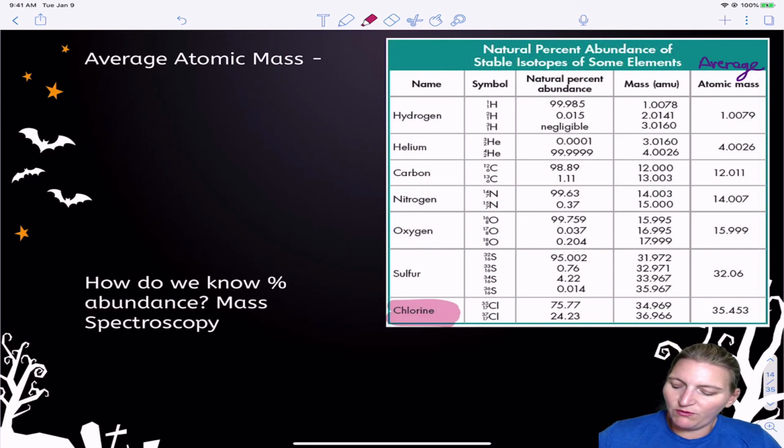There's one isotope of chlorine, chlorine 37, that's about 24% of all the isotopes of chlorine in the world. It has 17 protons but 20 neutrons, so its mass number is 37. And you can see, even though we say that an AMU is about the mass of a proton and an electron, the mass of that particular isotope of chlorine is about 36.966.